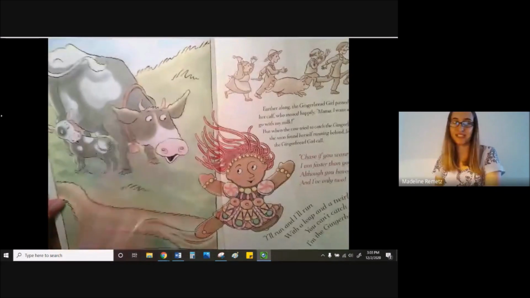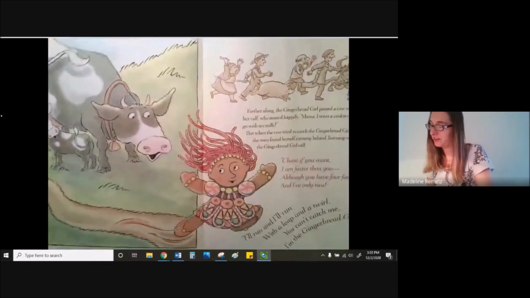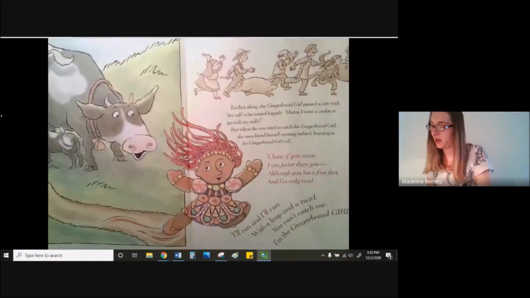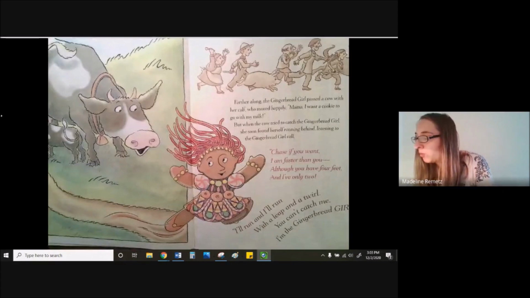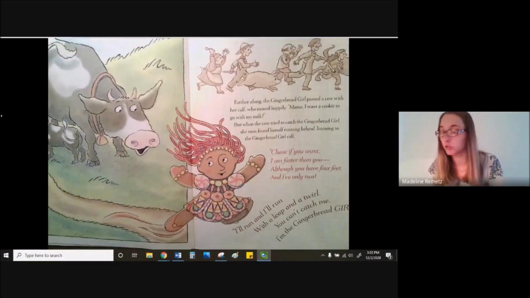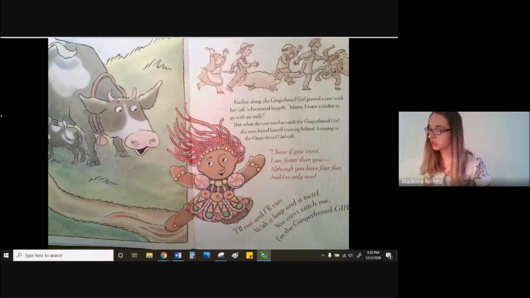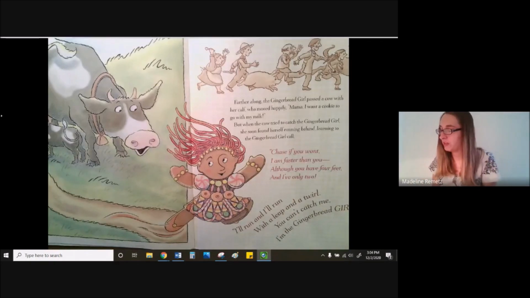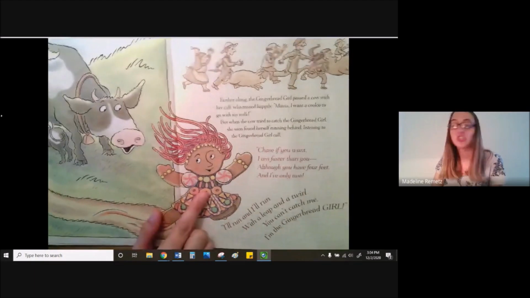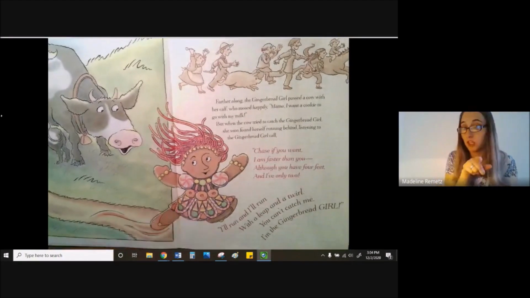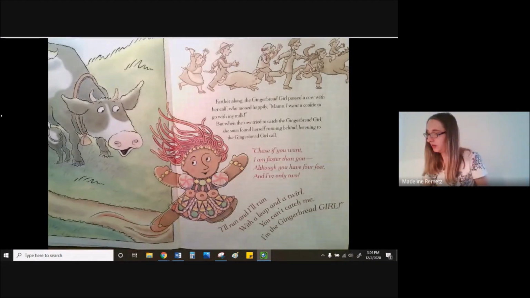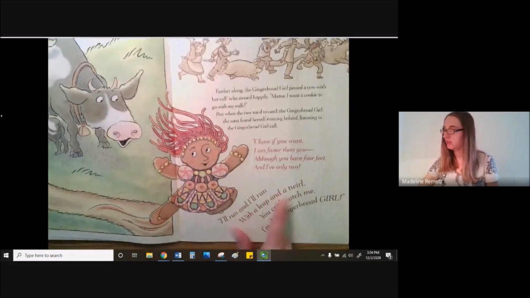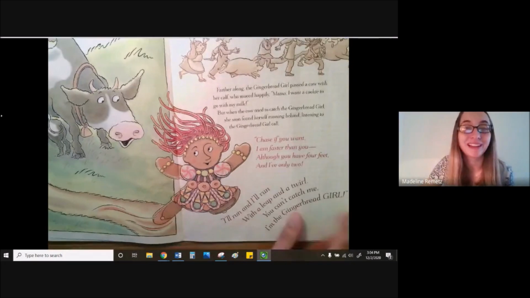Oh, a cow, that wasn't the original story. Farther along, the gingerbread girl passed a cow with her calf, who mooed happily. "Mama, I want a cookie to go with my milk." But when the cow tried to catch the gingerbread girl, she soon found herself running behind, listening to the gingerbread girl call, "Chase if you want, I'm faster than you, although you have four feet and I have only two. I'll run and I'll run with a leap and a twirl, you can't catch me, I'm the gingerbread girl."